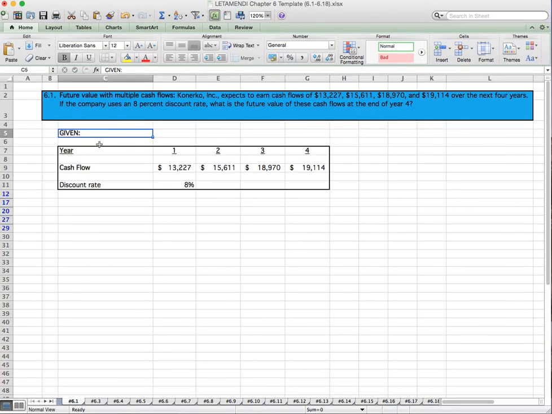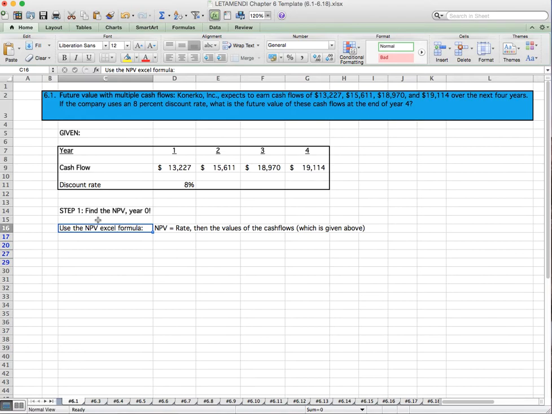All right, so let's identify the given. We have the years, right? We have years 1, 2, 3, and 4. So the bottom line is we have the discount rate of 8%, and we need to find out what the future value of the cash flows are at the end of year 4.